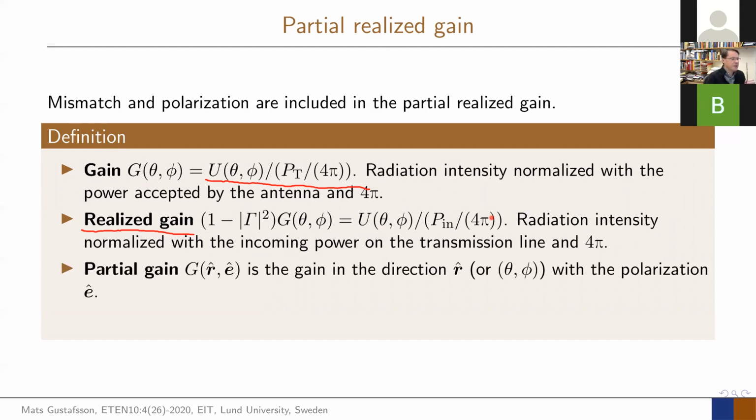The next thing is that I don't care about the polarization when I talk about gain. If I start caring about polarization, I get what's called partial gain. So that is the gain, for example, in this polarization and the gain in this polarization. They have different gains when I go to the partial gain. And of course, if I have a realized gain and a partial gain, I have a partial realized gain. And that is the most accurate way of describing these antennas because it includes the mismatch and it includes the polarization. That is partial realized.